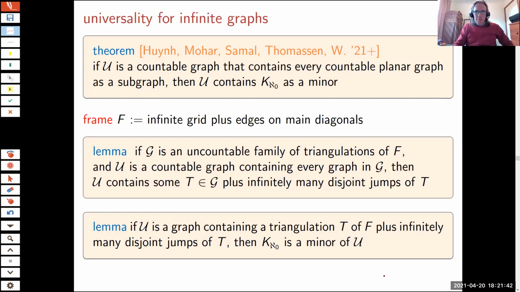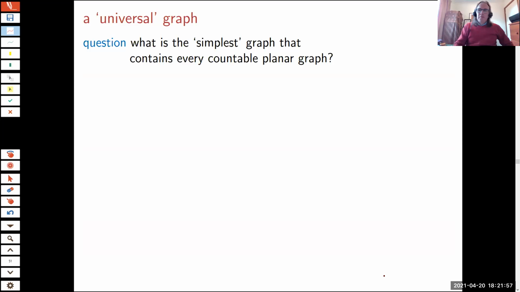Okay, so that's the bad news for universal graphs for planar graphs, is that you can't avoid an infinite complete graph minor in a universal graph for planar graphs. But the question remains. Let's reword Ulam's question. Instead of saying, is there a countable planar graph, let's say, what is the simplest graph that contains every countable planar graph? That question remains. And so it all depends how you measure simplicity.